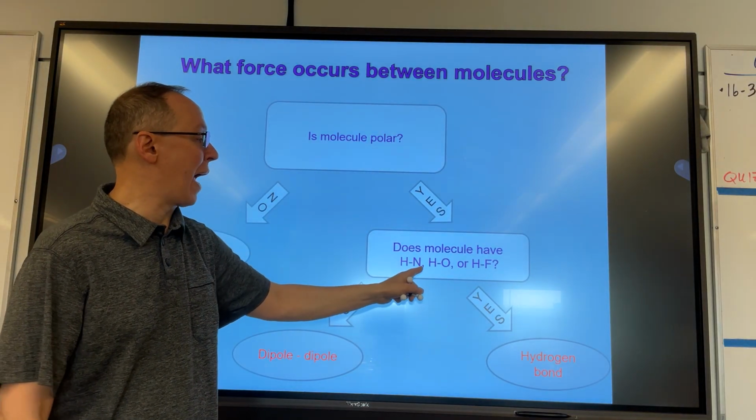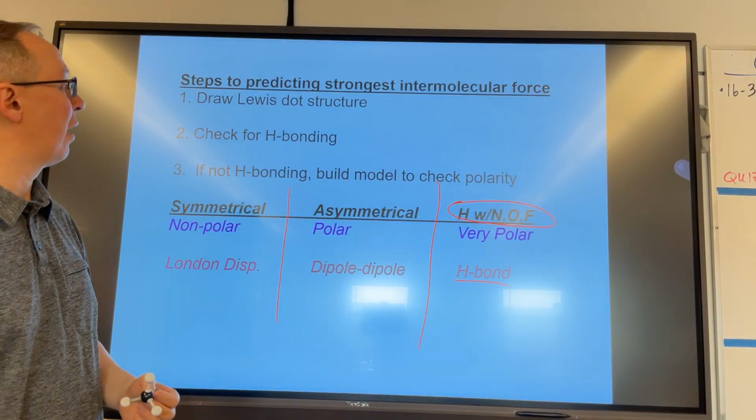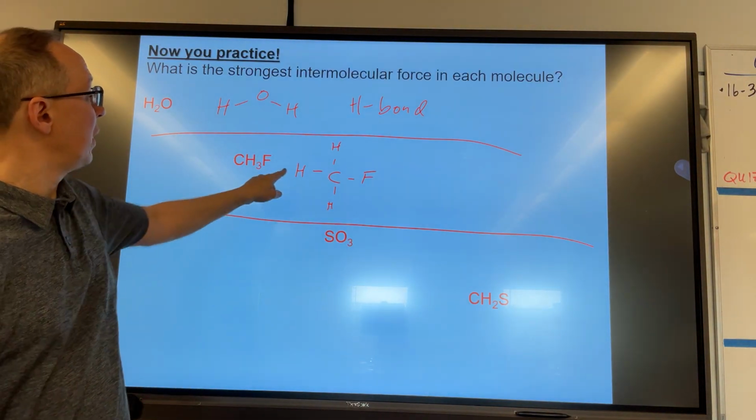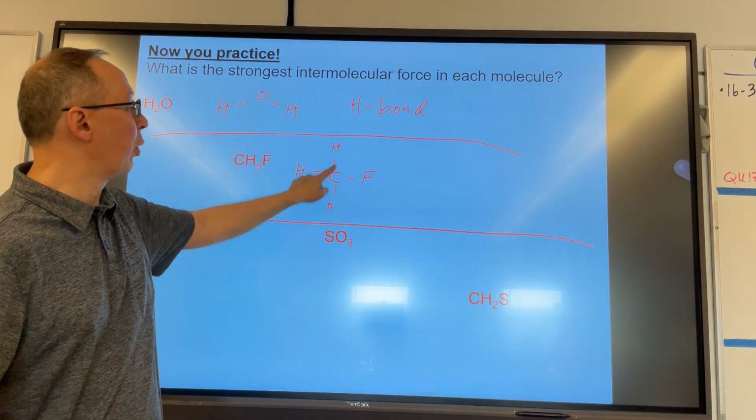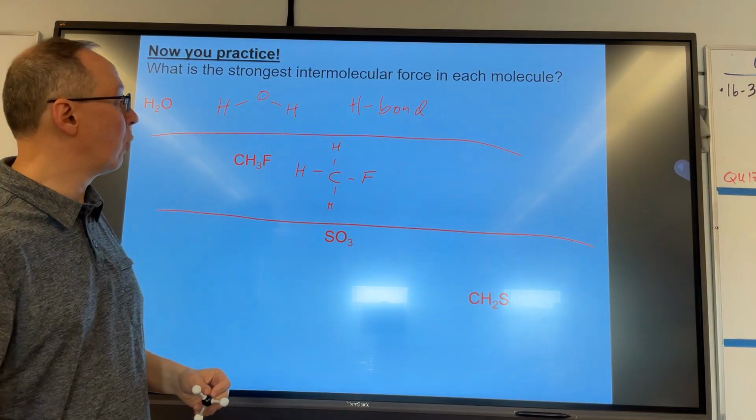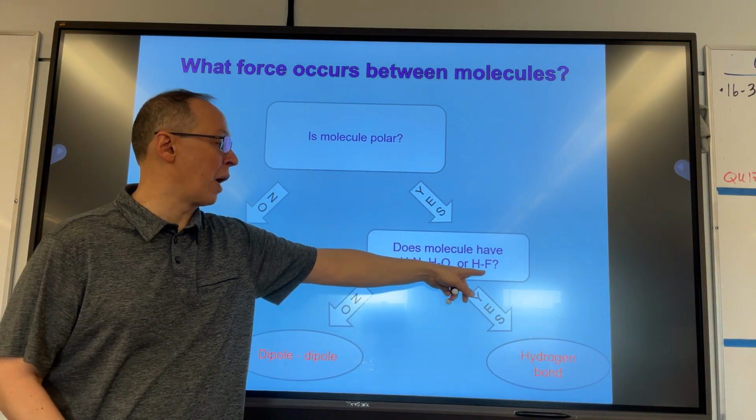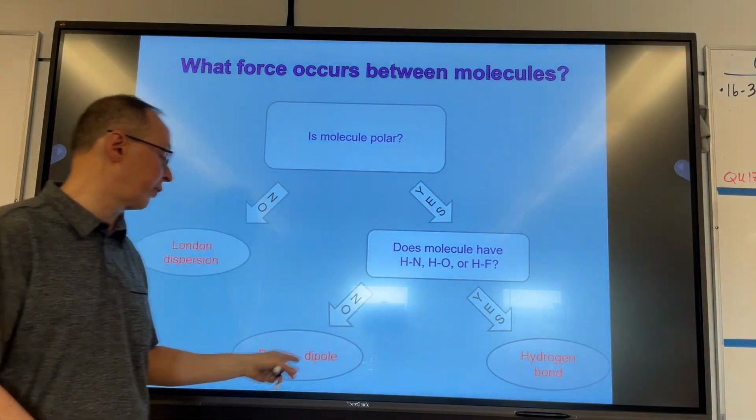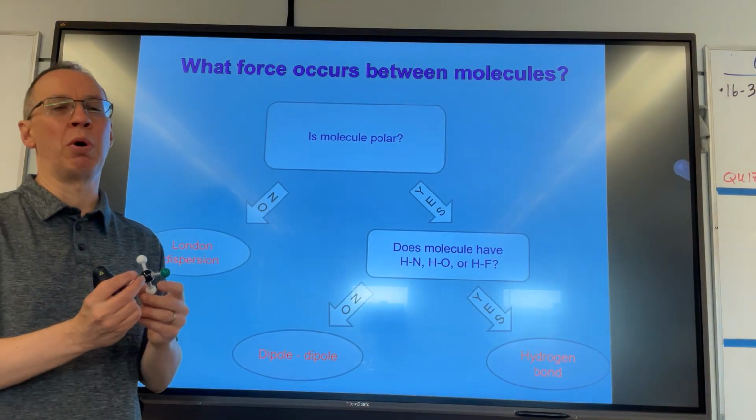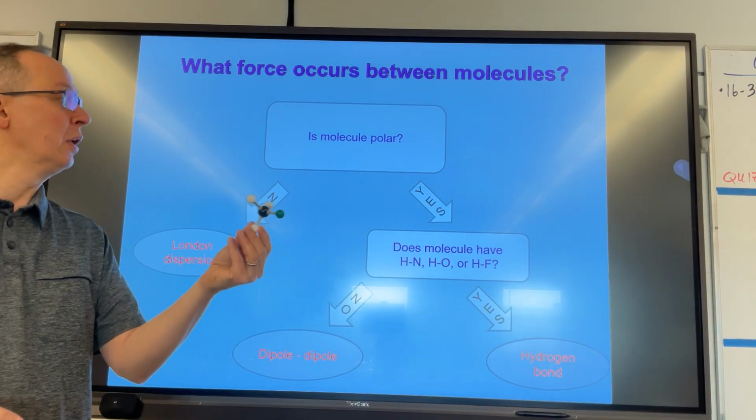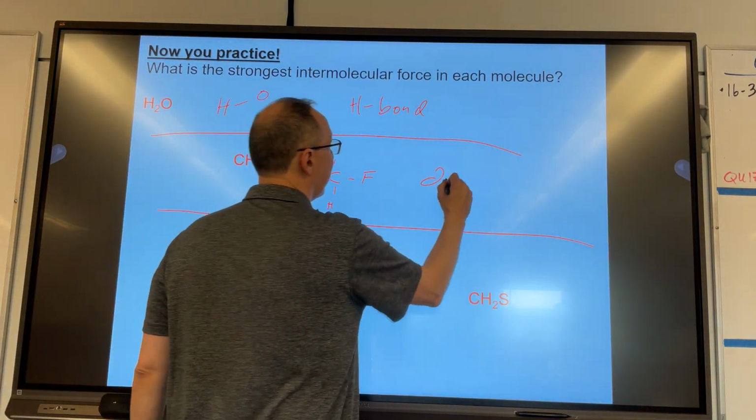Does the molecule have its hydrogen directly bonded to the fluorine? Now this molecule does have hydrogen and fluorine in it, but notice they're not bonded to each other. They're both bonded to the carbon. So when we go to this question, does it have the H bonded directly to fluorine? The answer is no. So this is going to be a dipole-dipole. That is the strongest intermolecular force in this molecule. So let's write that up on there. So this is a dipole-dipole.